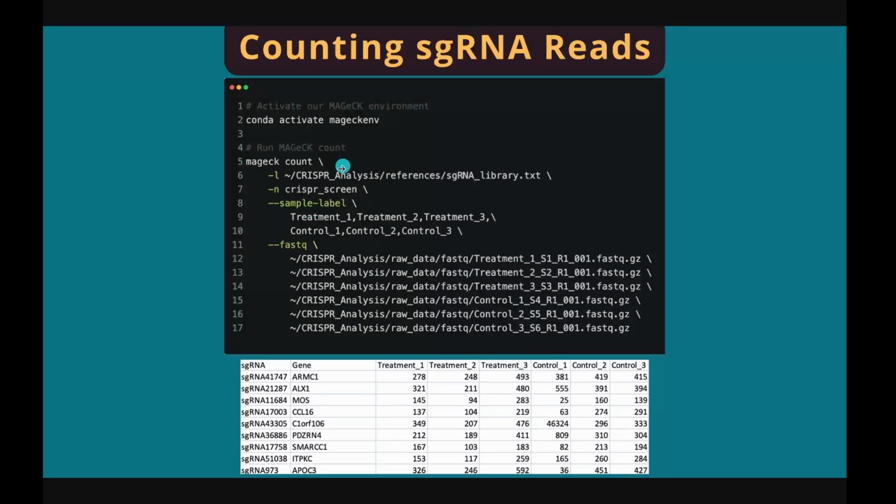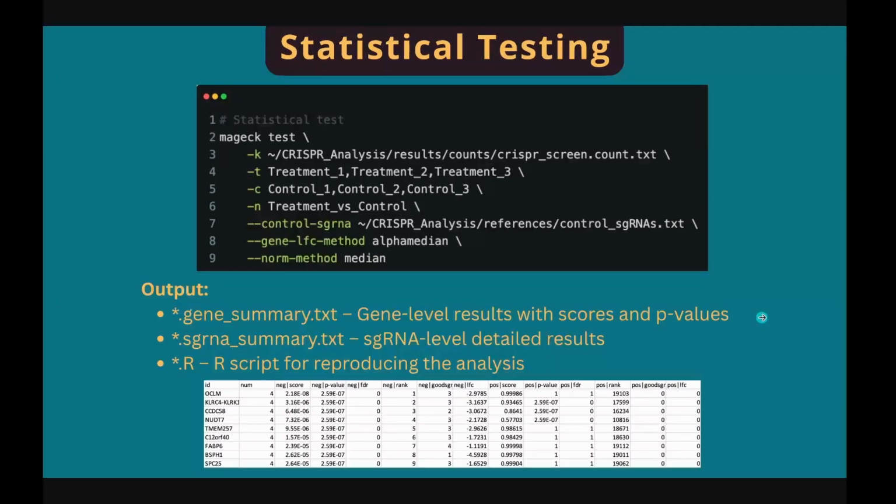The output of MAGeCK count is a count table in this format. Looks familiar? Yes. It's exactly the same format as the count table in RNA-seq data analysis. With the count table and sample grouping information, we're ready for the differential test using mageck test.